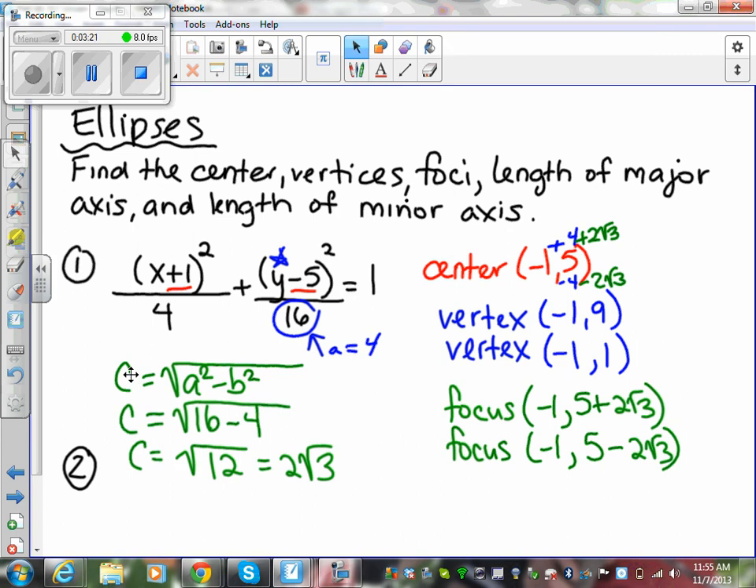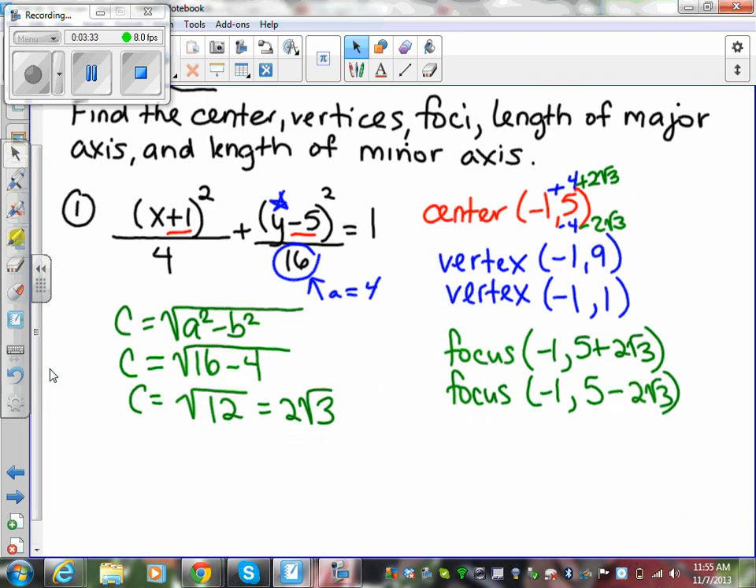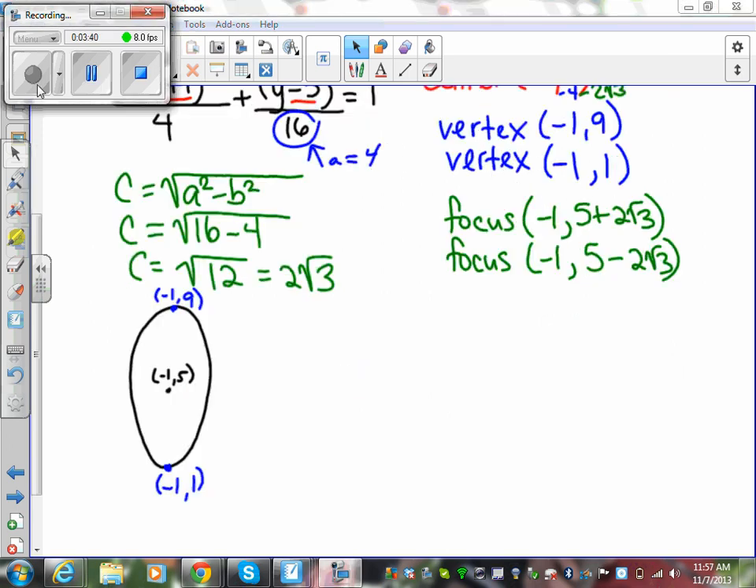Okay, so with this done, I have most of the things I'm looking for. The final two questions, what's the length of the major axis and the length of the minor axis? To complete this question, you just need to realize that the major axis is the axis that actually contains the center, the vertices, and the foci. So I have this little diagram with this vertically stretched out ellipse that we have in this case. The center and the two vertices are labeled.